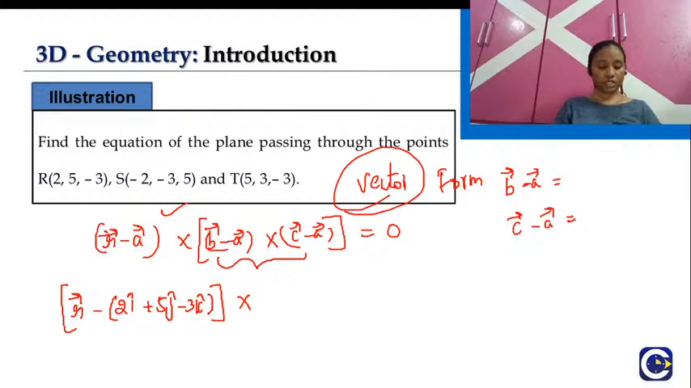Minus 4i, 8j, 8k. Okay, cross 3i minus 2j. Okay. I didn't ask you to simplify it further. You can leave it as it is. So yeah, correct. So Siddharth has given the answer. What about others?